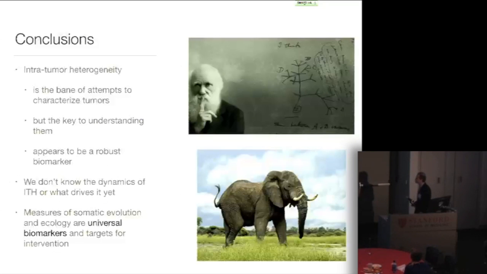Right, so in conclusion, this intertumor heterogeneity is the bane of all of our attempts to characterize tumors. It's a real problem for us, both scientifically and clinically, but it's also the key to understanding how these neoplasms are changing and responding to our therapy. And measurement of that heterogeneity appears to be a robust biomarker. So far, evidence is that it doesn't matter which metric you use, and it doesn't matter which assay you use to characterize clones. Yet we don't really know the dynamics of this heterogeneity or how it changes over time or what drives that change. But we think that the measures of somatic evolution in general and ecology are universal biomarkers and can be targets for intervention, particularly for cancer prevention and for slowing relapse.